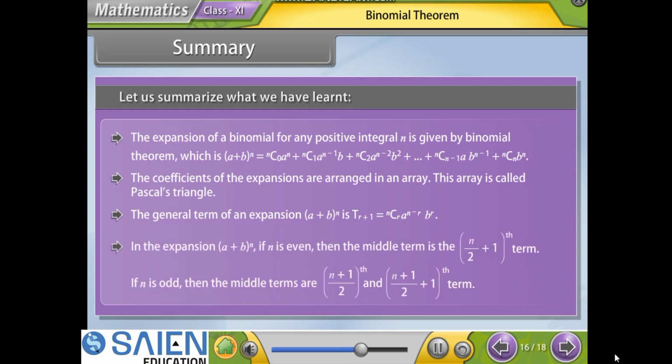In the expansion a plus b raised to power n, if n is even, then the middle term is the n by 2 plus 1th term. If n is odd, then the middle terms are n plus 1 by 2th and n plus 1 by 2 plus 1th term.